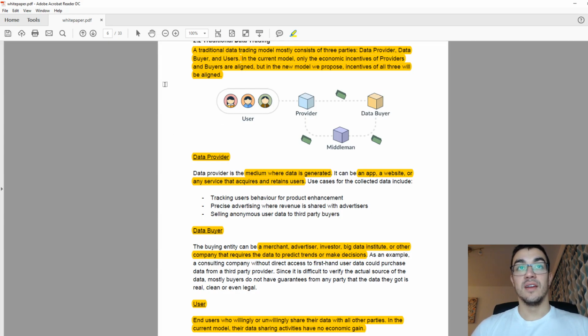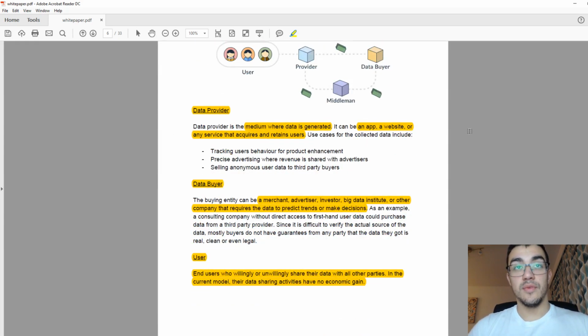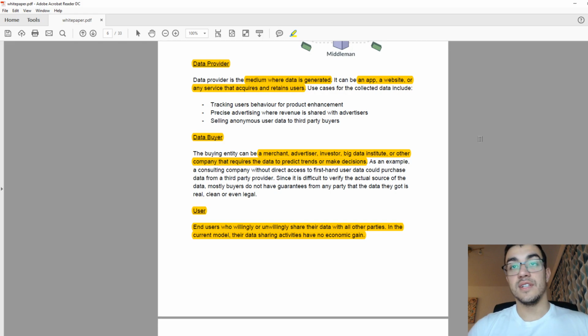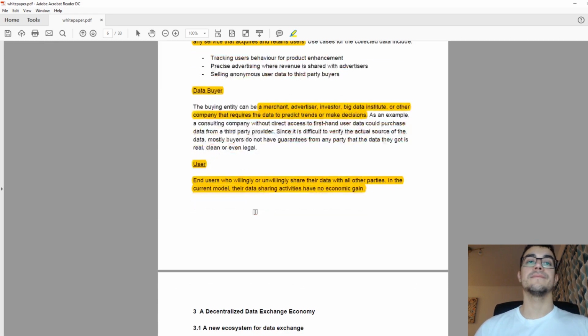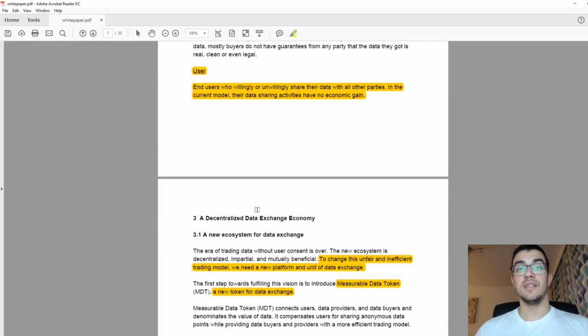Here they explain each of the three parts. The data provider provides the medium where data is generated. It can be an app, a website, or any service that acquires and retains users. The data buyer is a merchant, advertiser, investor, big data institute, or other company that requires the data to predict trends or make decisions. The user is using the apps and shares the data willingly or unwillingly with all other parties. In the current model, their data sharing activities have no economic gain. And that's what MDT wants to change.